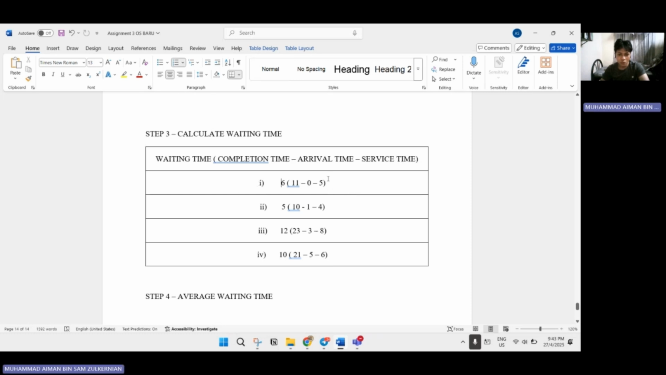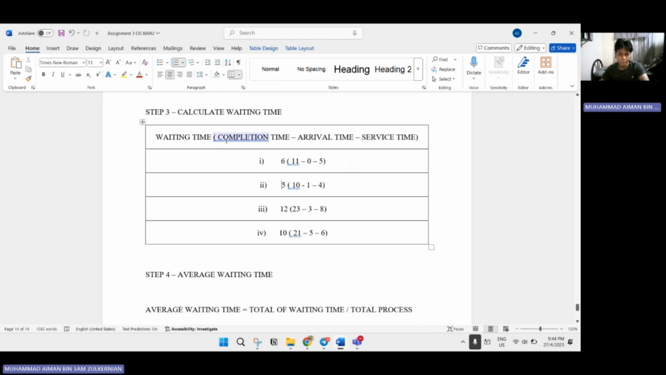For process 1, the completion time is 11, it arrived at 0, and its service time is 5. So 11 minus 0 minus 5, and the waiting time is 6. For process 2, the completion time is 10, arrival time is 1, service time is 4. So 10 minus 1 minus 4, and we get a waiting time of 5.